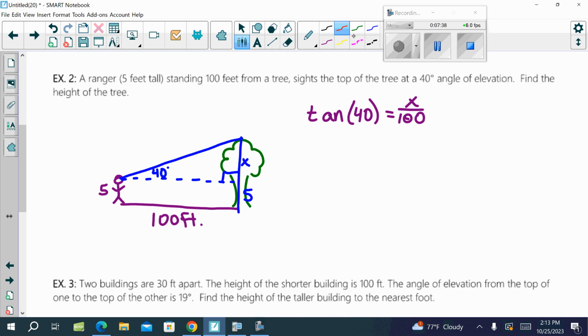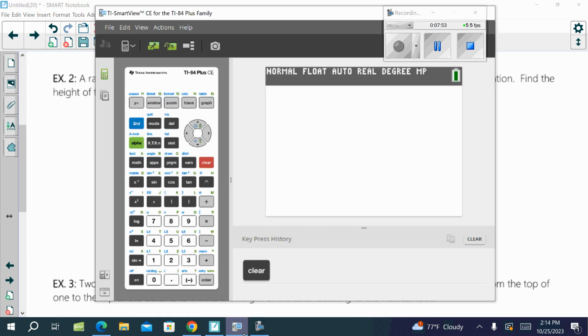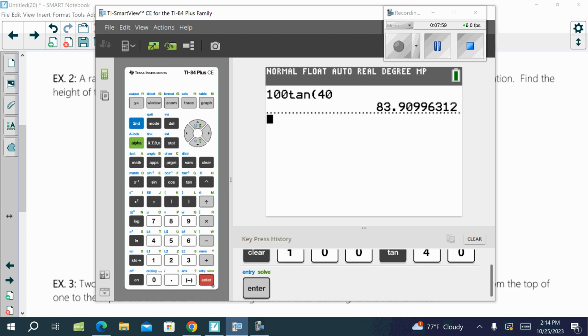And then what do we do to solve for X? What have we learned? Multiply on this one. So X equals 100 times tangent of 40. Let's plug that in. What do you guys get? So 100 tangent 40. 83.9. Did everybody else get that?